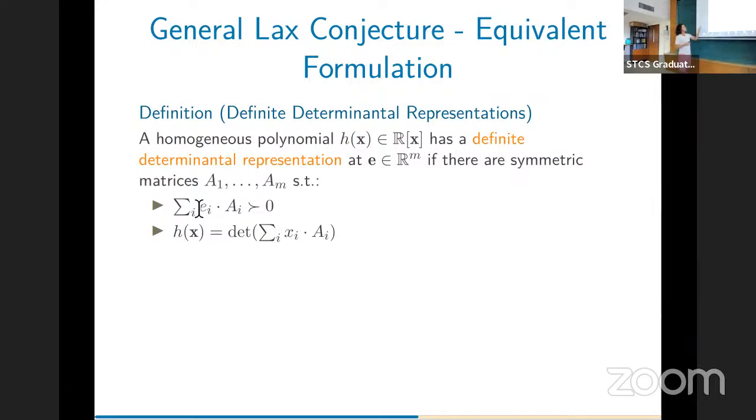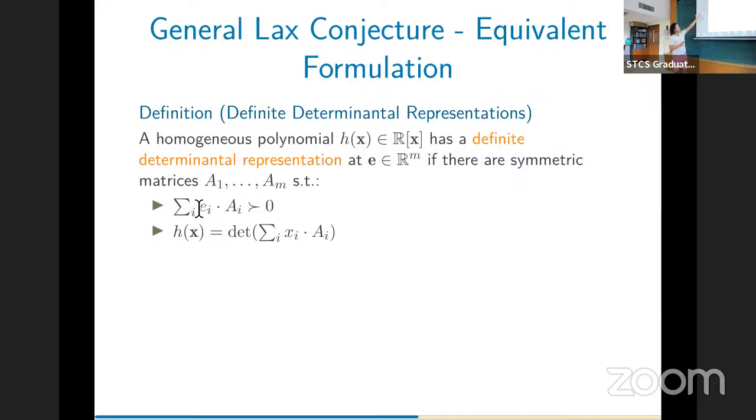So then let's look at these polynomials that are defining these spectrahedral sets, and we get to this definite determinant representation. We say that a homogeneous polynomial H has a definite determinant representation at this point E if there are symmetric matrices A1 up to AM such that this weighted sum of EI, AI, is positive definite, and H can be written as the determinant of this polynomial. So this is a definite determinant representation for the polynomial. Does that make sense?